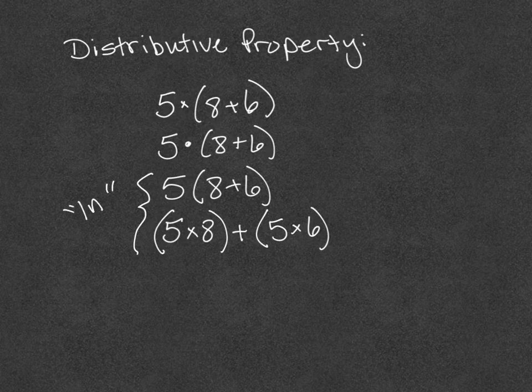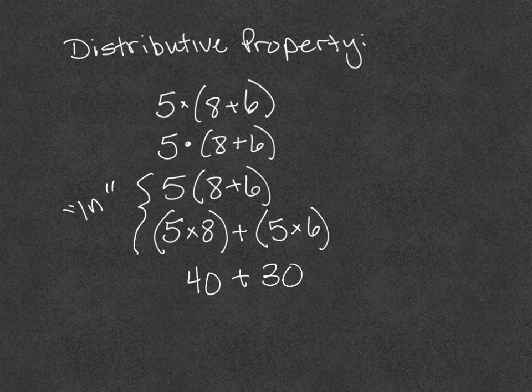Okay? Let's go ahead and calculate that so I can show you the reverse of that, distribute out. So we know that 5 times 8 is 40. And we know that 5 times 6 is 30. And so we know the answer would be 70. Okay. But let's say we were still dealing with variables and all that. So let's look at the reverse of distribute in.